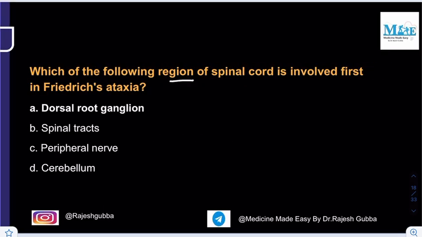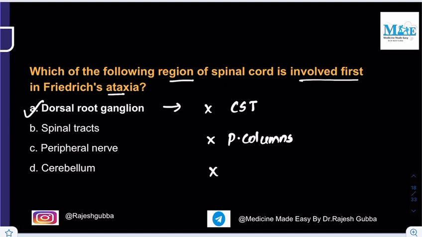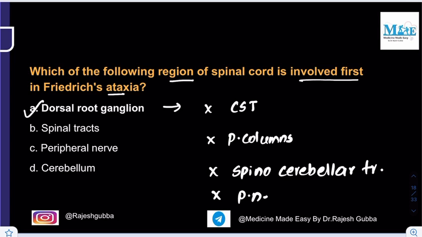Okay, which of the following regions of the spinal cord is involved first in Friedreich's ataxia? Dorsal root ganglion, spinal tract, peripheral nerve, cerebellum. Remember, the first important organ which is affected in Friedreich's ataxia is the dorsal root ganglion. Now, after the dorsal root ganglion, what are the other structural abnormalities? There will be degeneration of the corticospinal tract. There will be degeneration of the posterior columns, right? There will be degeneration of the spinocerebellar tract, right? And then there will also be degeneration of the peripheral nerves.